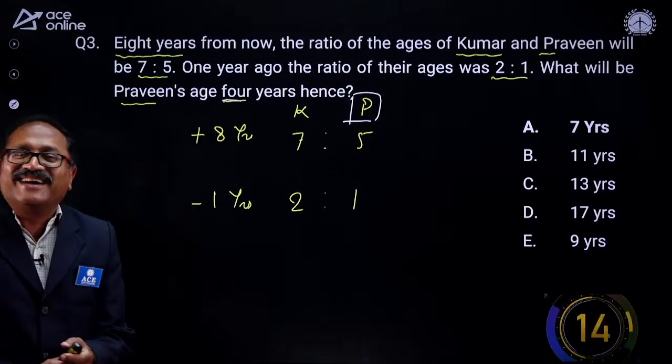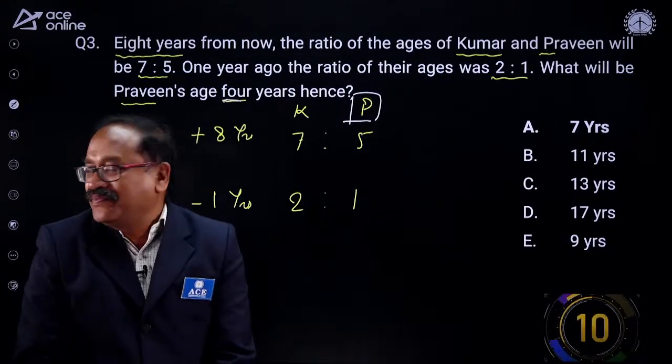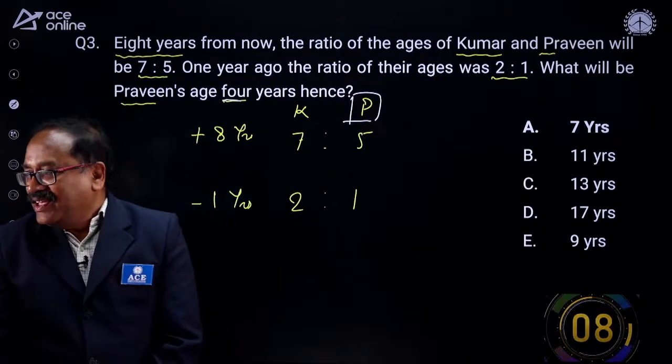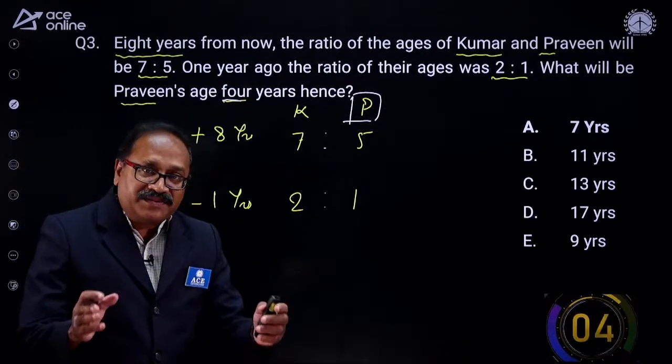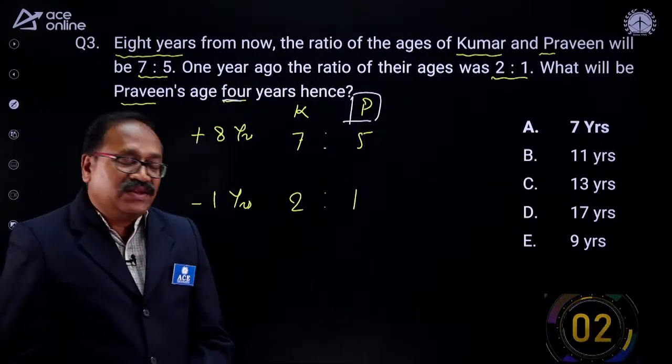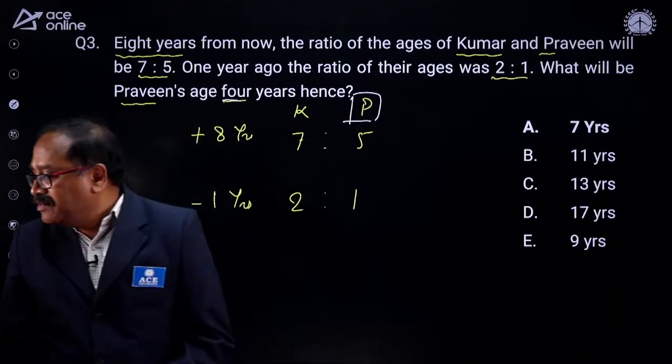17 into 6, that's right, my brother. 17 into 6, 102. Okay. Let's answer this next question. Still 5 seconds in your hand. 1 second in your hand. And the time is up.